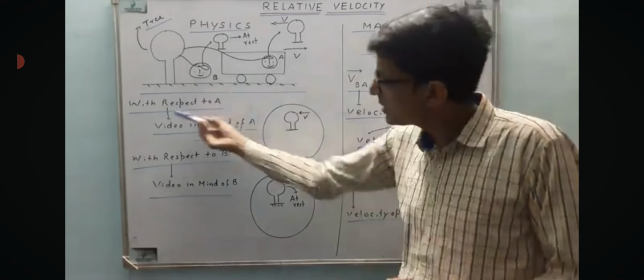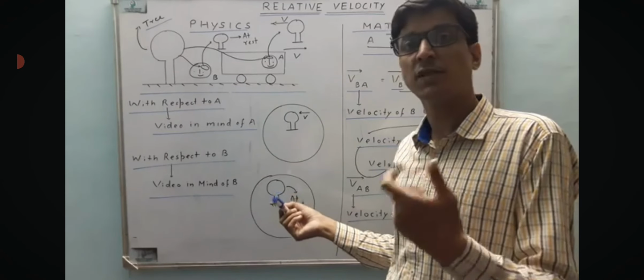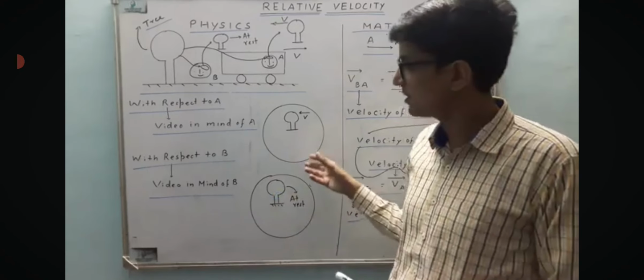Another thing is, with respect to A means the video present in the mind of A, and with respect to B means the video present in the mind of B. This is the root cause of every problem. People don't know the truth. They believe that the video present in their mind is the truth, but it may be fake.